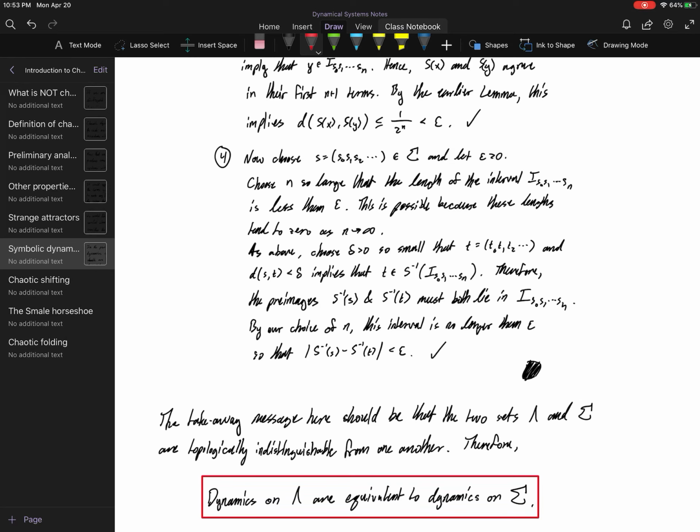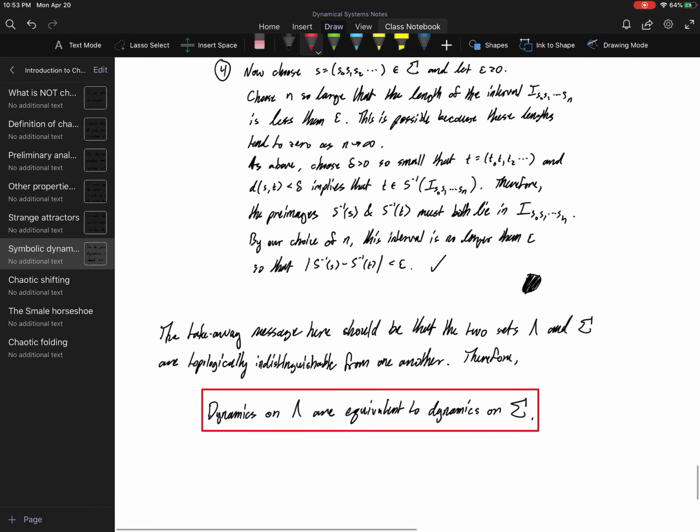Therefore, the pre-images of S and T must both lie inside I sub S0, S1 out to Sn, and by our choice of n, we're choosing n so large that the length of that interval is less than epsilon. Did that work for us? We're all done. By our choice of n, this interval is no longer than epsilon, so the distance between those two pre-images of the itineraries can't be greater than epsilon, which means S inverse is a continuous map as well.